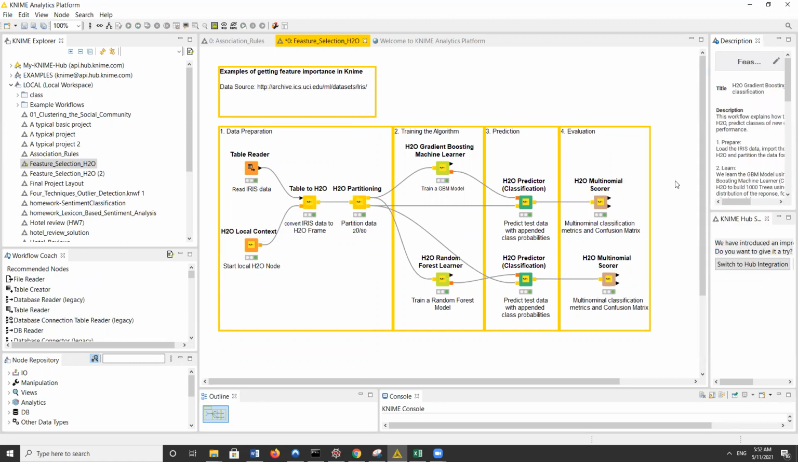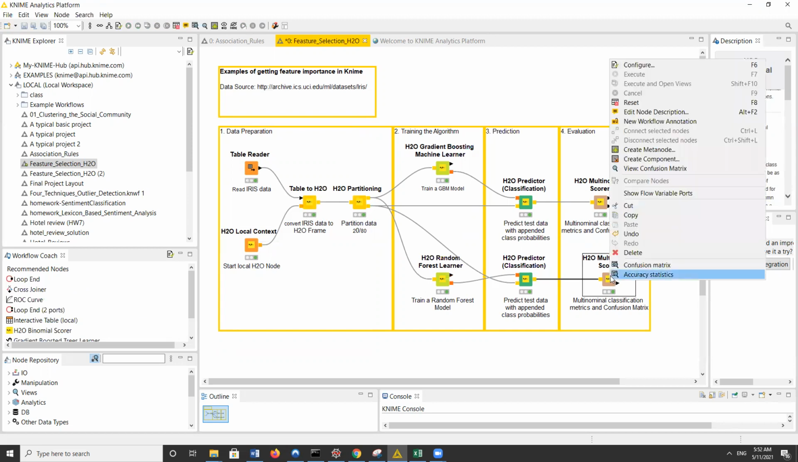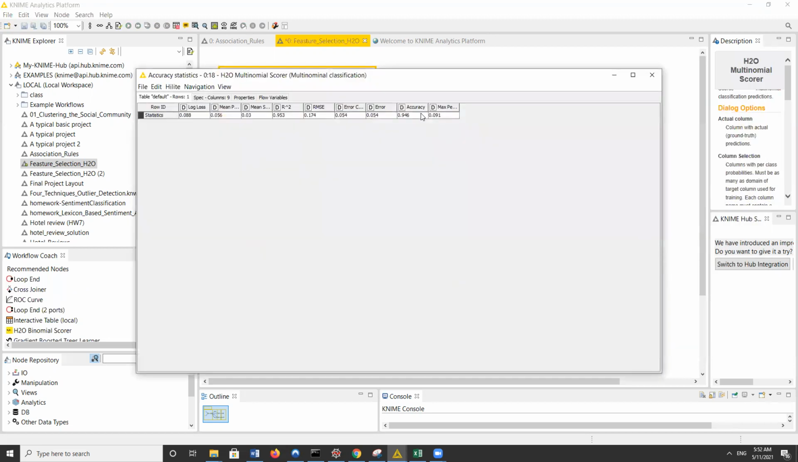So here we try to improve the prediction by using a feature selection branch, which is the upper branch, and focusing on the most important variables. Let's see what happens. It may or may not improve. Look, now my accuracy is 94.6%, almost 95% accuracy. So that's a really interesting fact.